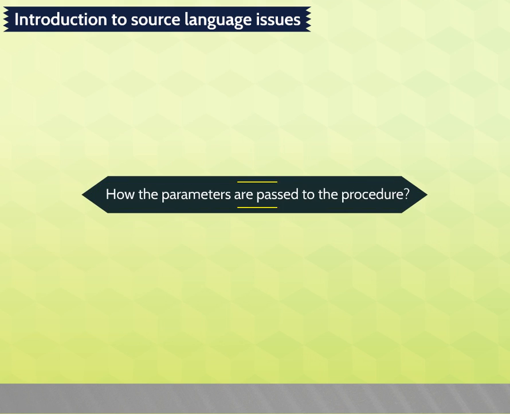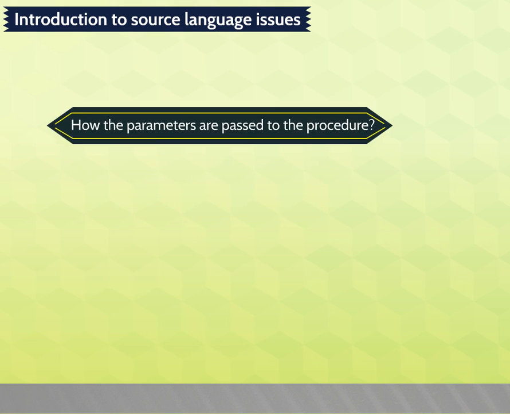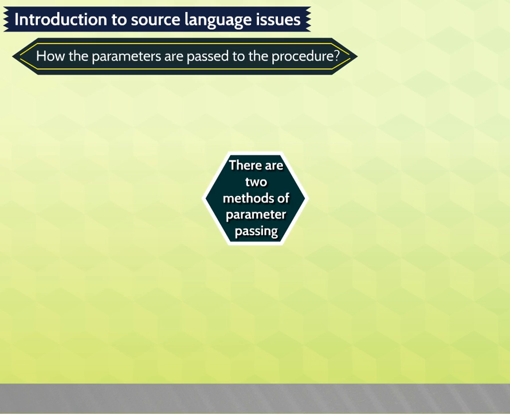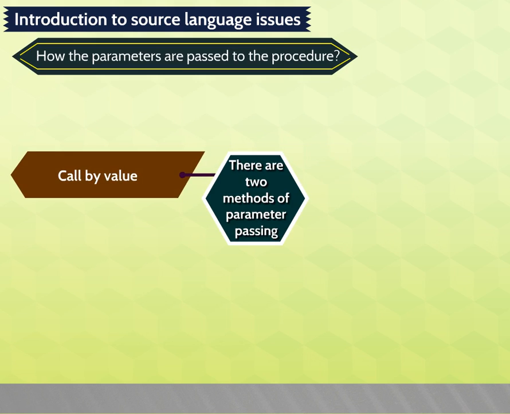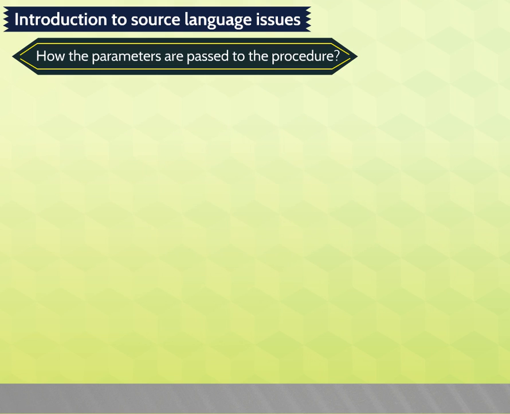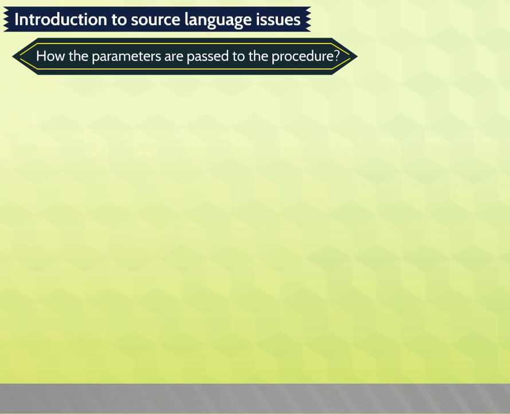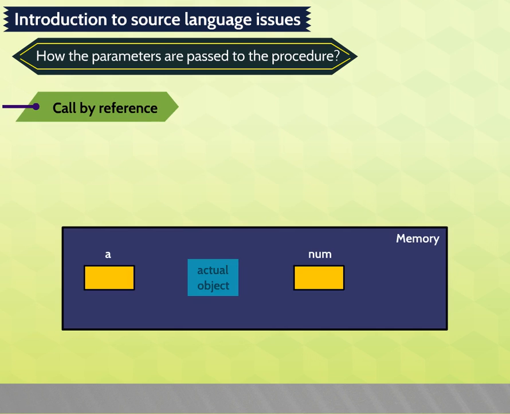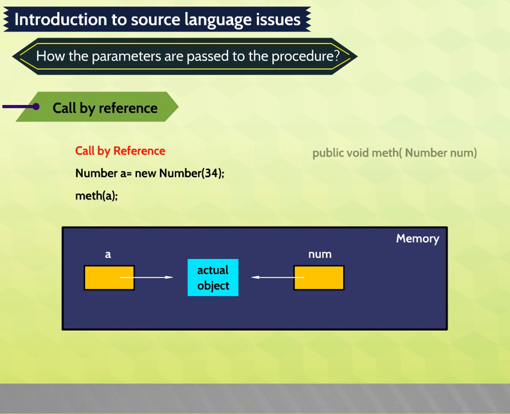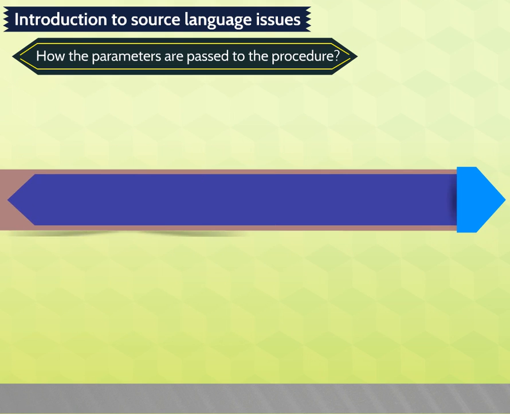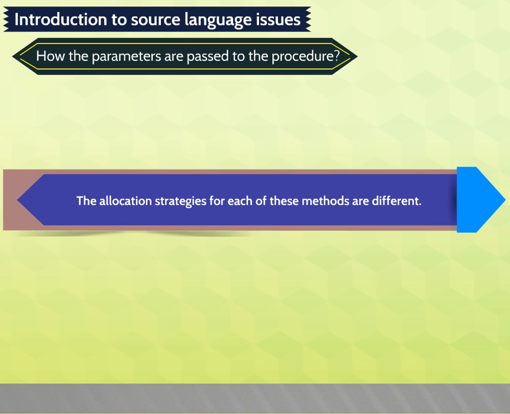How are the parameters passed to the procedure? There are two methods of parameter passing: call by value and call by reference. The allocation strategies for each of these methods are different.